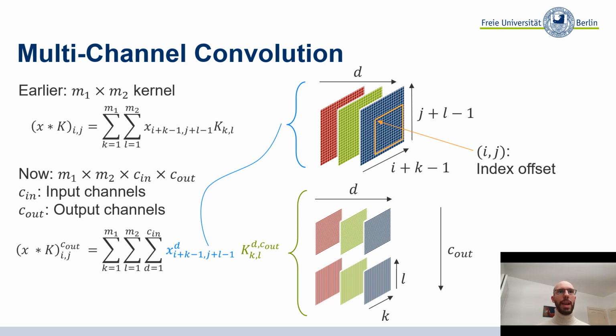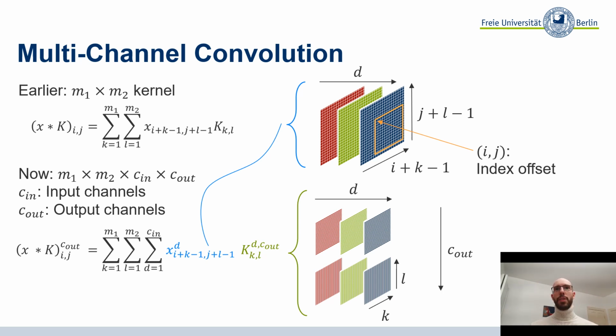and our expression for the convolution still looks very similar. So we still have the sum over K and over L to M1, and our output also still has these indices I and J, but we have an additional output dimension, which is the output channels. And now our input image looks like this. So our input image has these pixel dimensions, but also an input channel dimension. And our kernel has, in addition to the input dimensions, so in addition to the indices K and L, also indices D and C out.